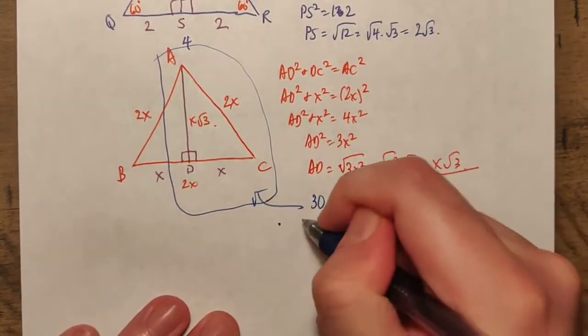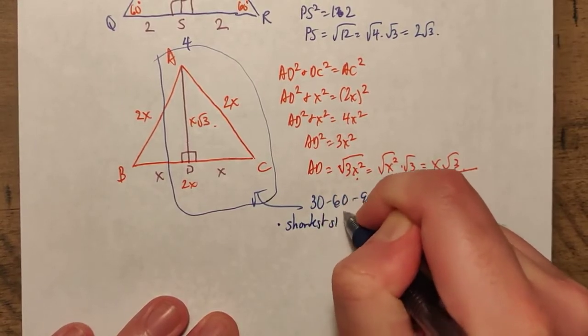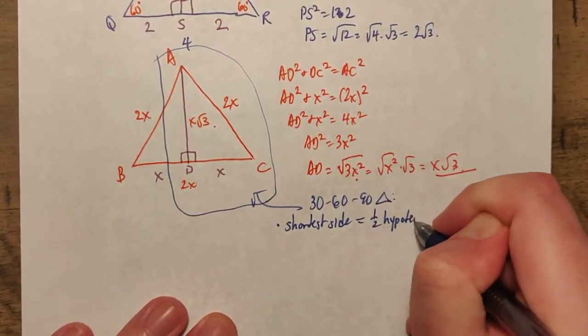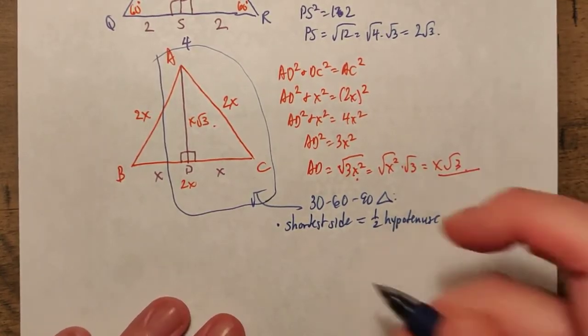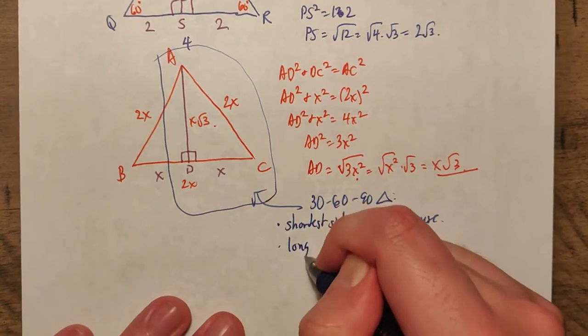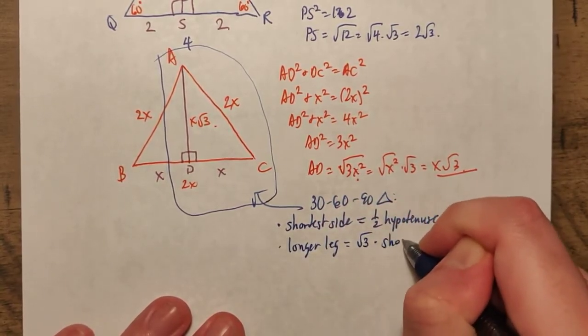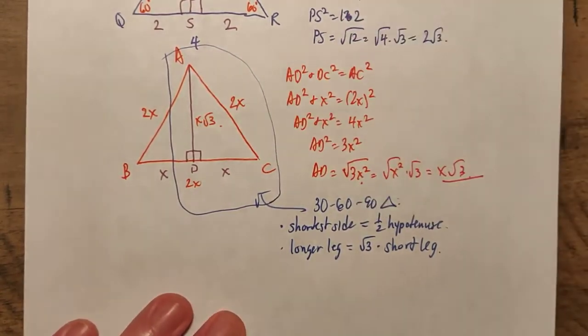Right? So the key here is that this short side is always 1/2 the hypotenuse. Or you can put it the other way around. You can say the hypotenuse is double the short leg. And then the longer leg equals the square root of 3 times the short leg. And that's where this whole x, 2x, x radical 3 comes from.